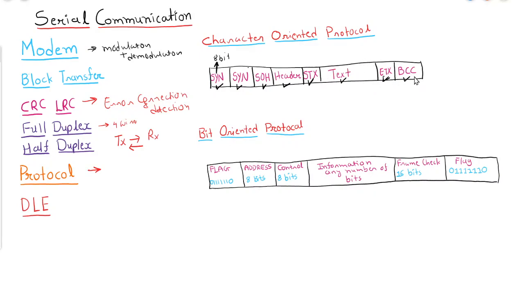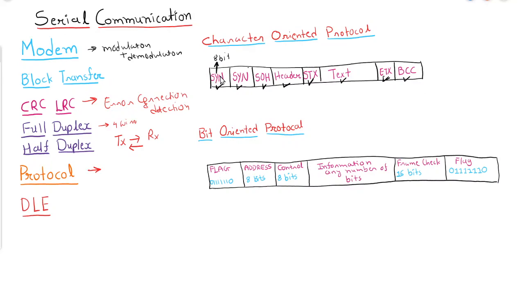It will use various error detection mechanisms like CRC and LRC to detect errors, and if there is a transmission error, the receiver will ask the transmitter to resend the data so it can receive it in the proper way. So this is how a character oriented protocol works.